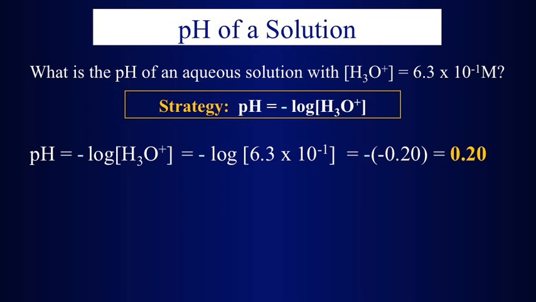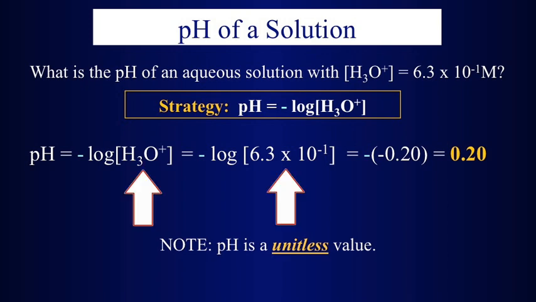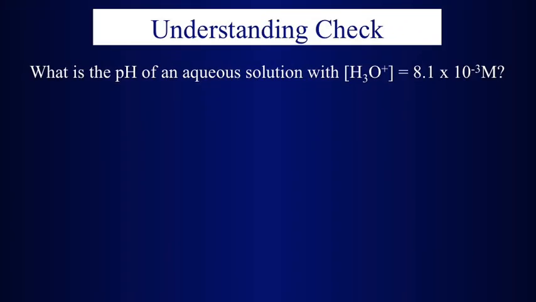We almost always have a unit whenever we write a number. Remember, I'm always telling you, whenever you write a number, write a unit. This is one of the few exceptions. pH is unitless. The concentration is molarity, but the pH is unitless. Now you try a problem.